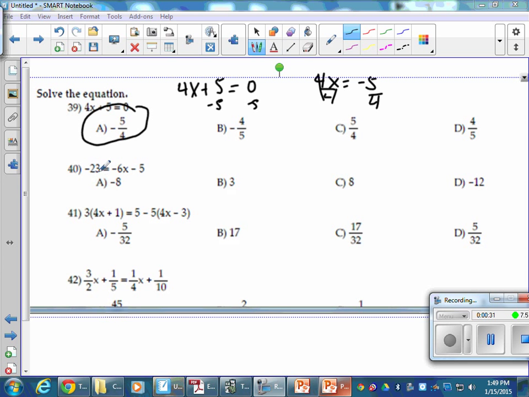In 40, I have negative 23 equals 6x minus 5. So I'm going to add 5 to both sides. So plus 5 here, plus 5 over here. That gives me negative 18 equals, this cancels, negative 6x. Divide by negative 6. You get x is equal to 3. Negative 18 divided by negative 6 is 3.